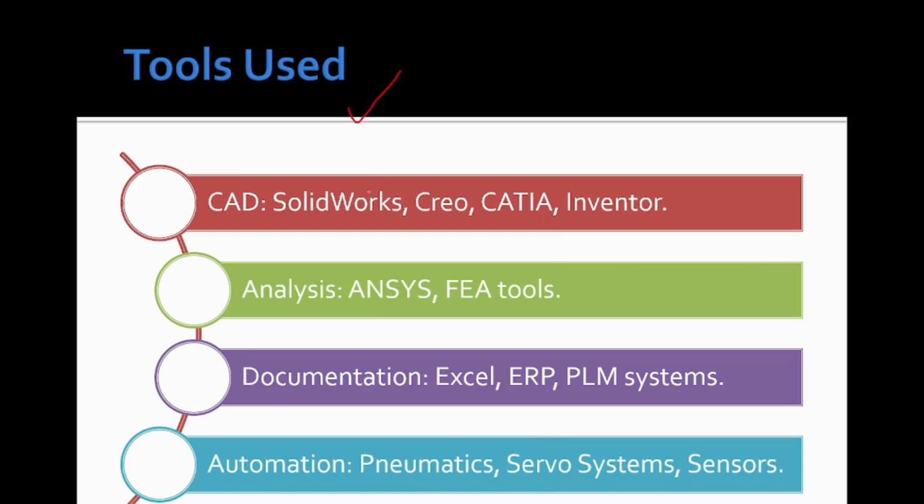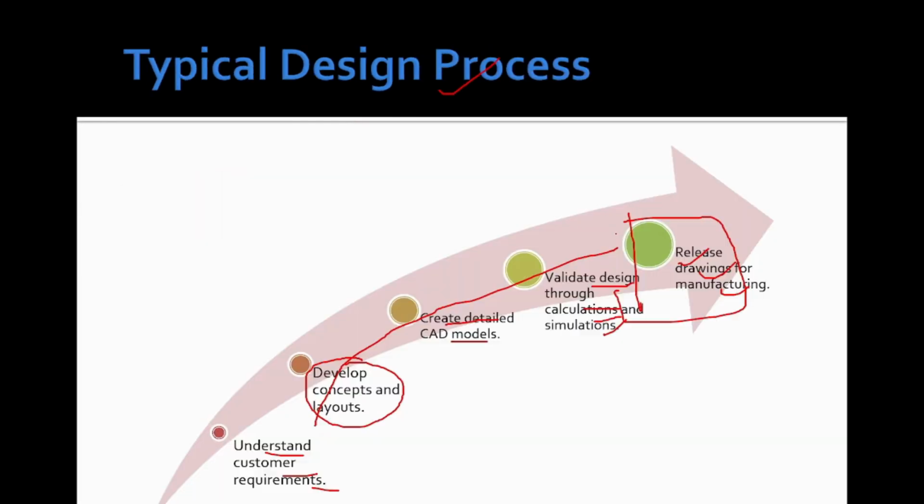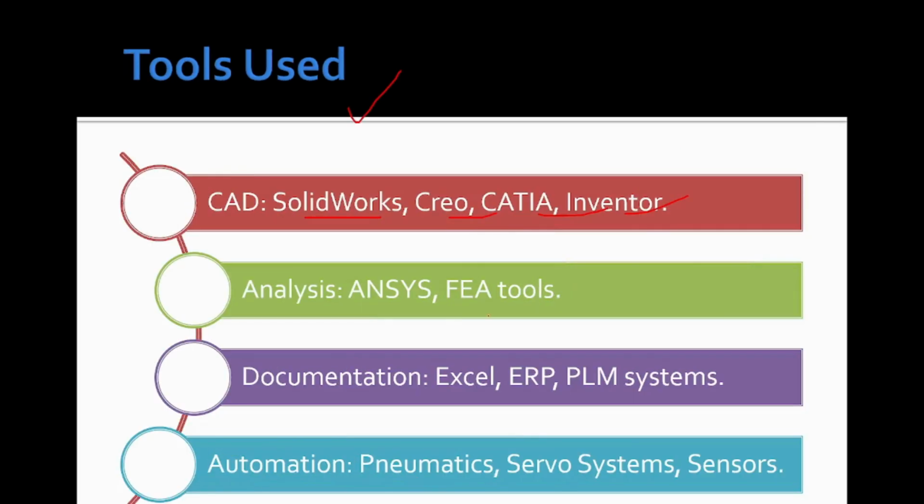Now, the tools used for this process are SolidWorks, Creo, CATIA, and Inventor for design, and I also told you that there is validation with the help of simulations. Simulations are done with the help of ANSYS and FEA tools. Also, documentation is a very important and crucial part of the process, because whenever we make a machine, there's always scope for improvement and continuous changes, and we need to keep a record of all the changes required and all the changes done. This can be done with the help of Excel or any ERP or PLM tools.